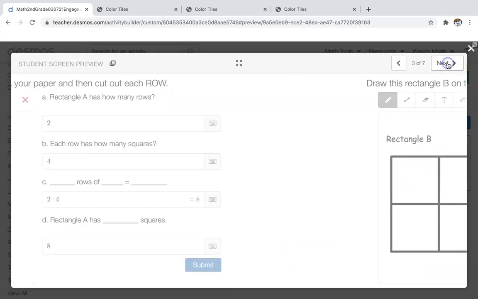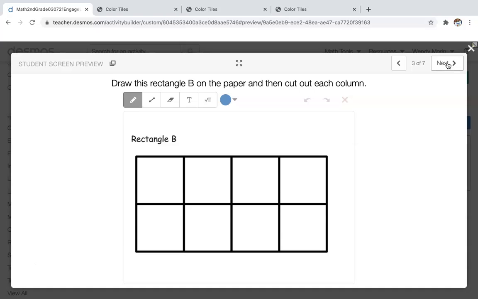So now let's go on. I need you to draw another rectangle B on the paper, and then cut it out by column. So let's remember what columns are. I'm going to show you. So to cut it by column, we're going to go vertically. That way, you're going to make your cuts. Okay, you can pause the video and come back to me when you're done.